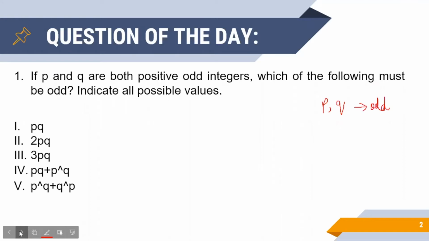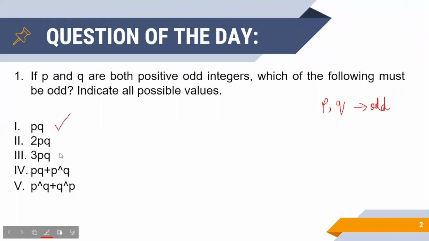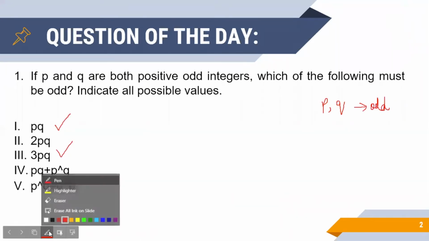Before we go into the detailed solution, let us take a quick glance at the correct answers. As you can see, options 1 and 3 are always odd, that is PQ and 3PQ. Now, how did we arrive at this particular conclusion?